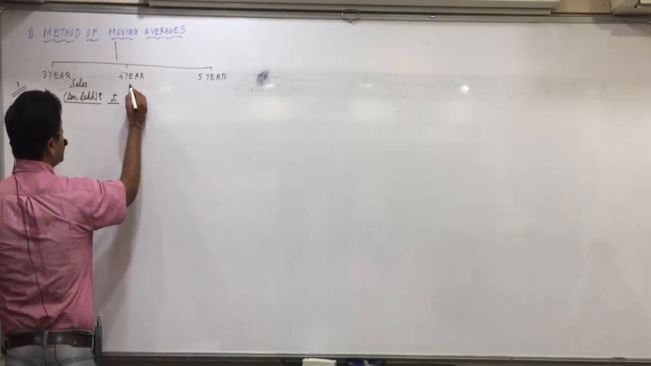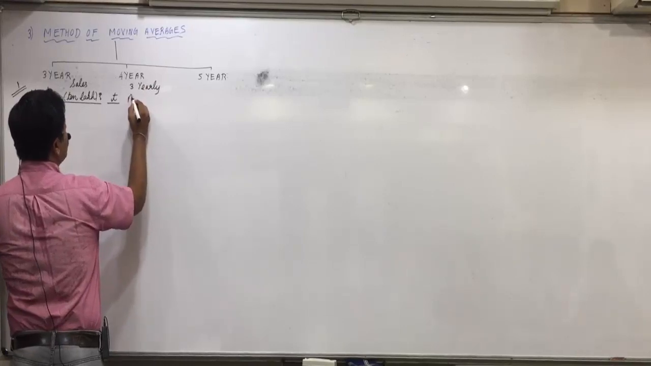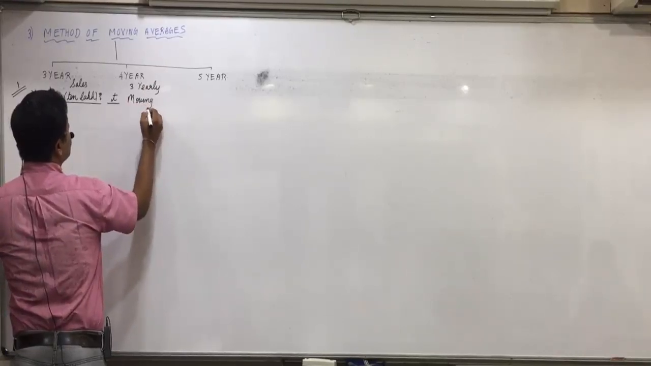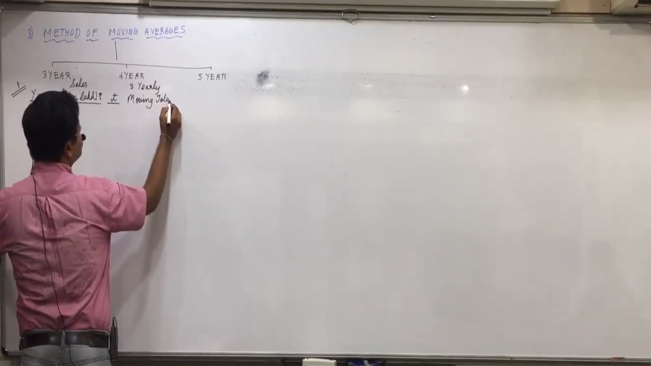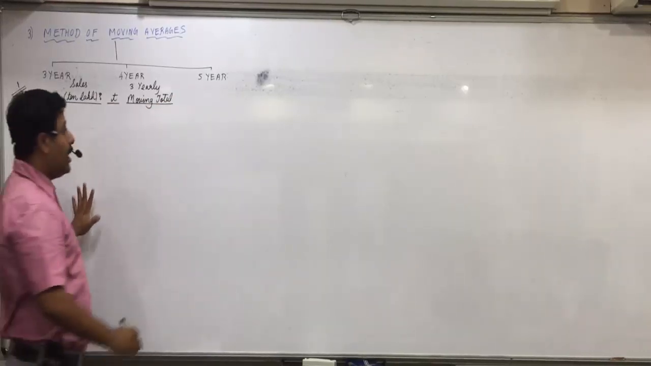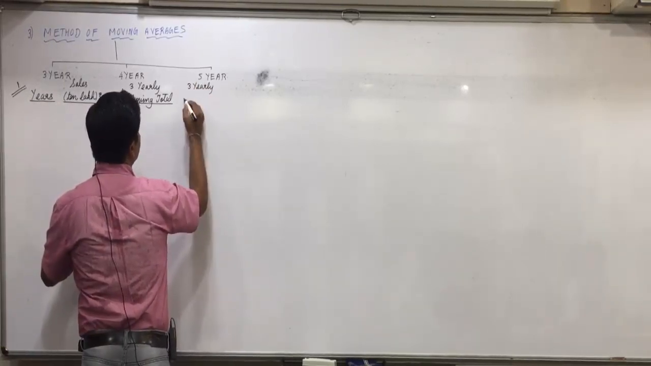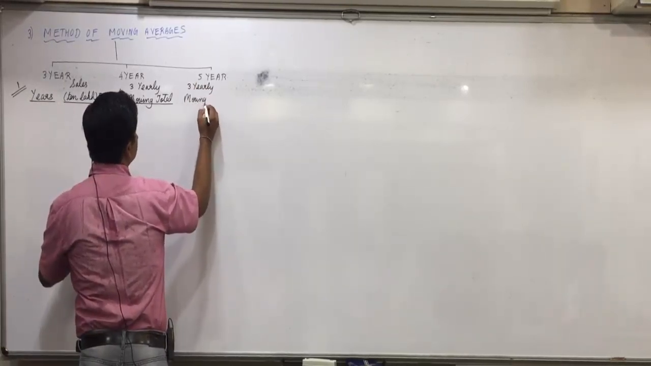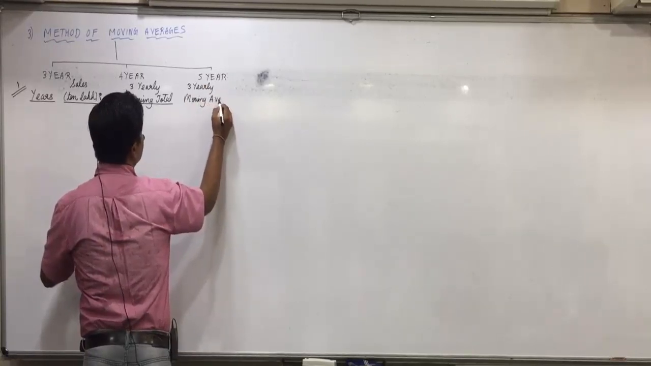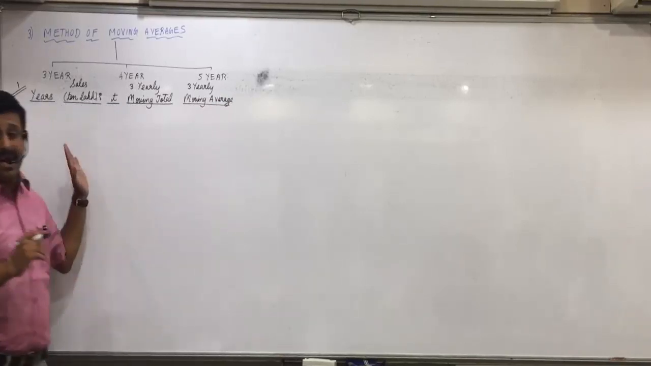So here the next column will be 3-yearly moving total. Means every 3 years total will be written here. And next will be 3-yearly moving average. So make these columns and write down the values of the first 2 columns directly from the question.